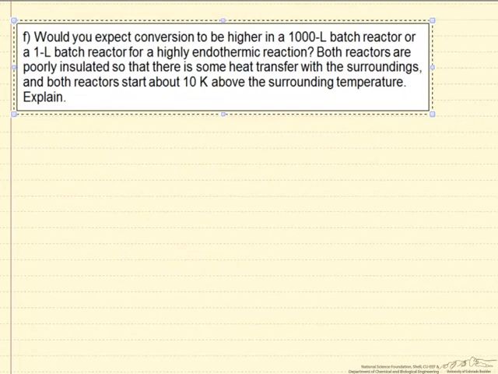So the last short answer question we'll look at is, suppose you have a reaction carried out in a 1,000-liter batch reactor and you're comparing it to a 1-liter batch reactor. And the question is, for which reactor would you expect conversion to be higher when we have a highly endothermic reaction? So both reactors are insulated, but not well insulated, which means there's significant heat transfer with the surroundings. And both reactors start at a temperature above the surrounding temperature.